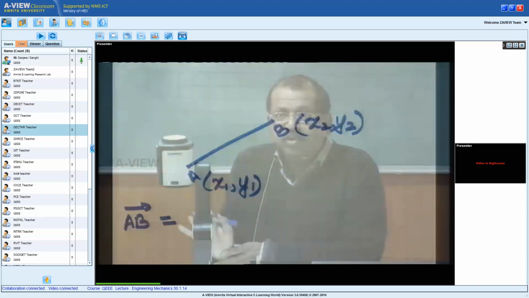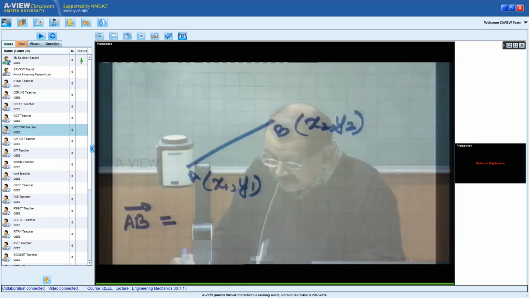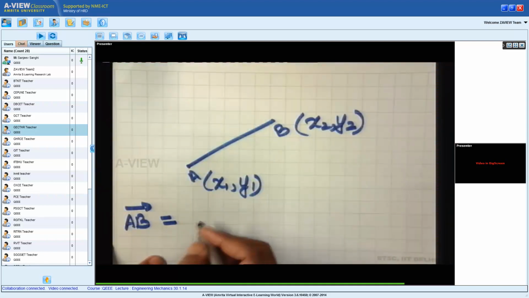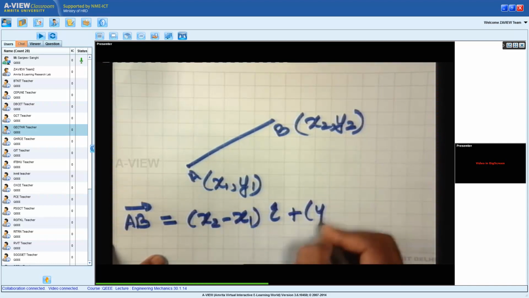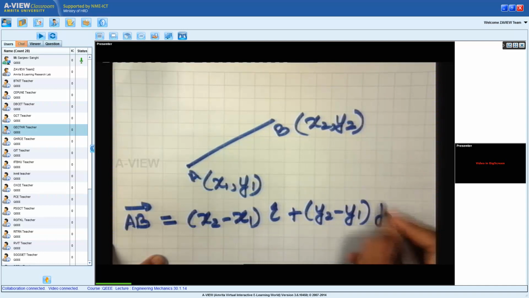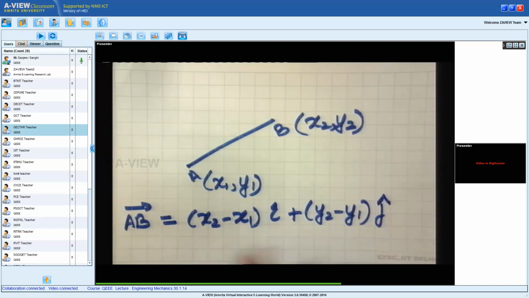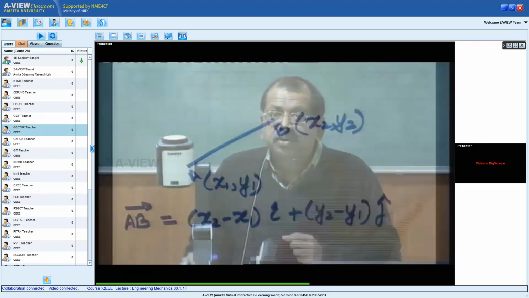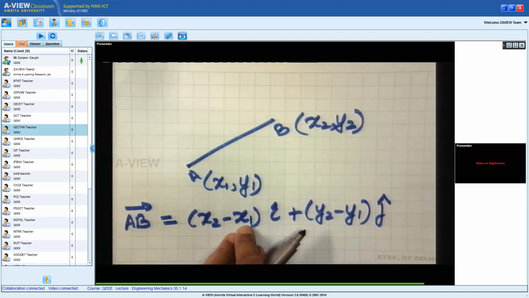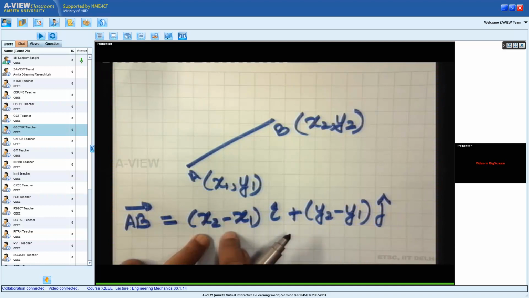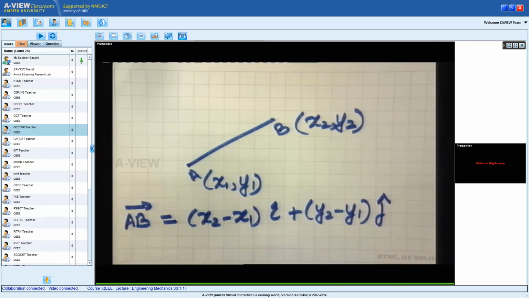We are right now assuming it's only a two-dimensional problem. So the vector AB can be written as (x2 minus x1)i plus (y2 minus y1)j. If any of these x1, y1, x2, y2 is negative, then that sign also has to be included. For example, if x1 is minus 3 and x2 is 4, this first term will become 4 minus minus 3, so totally it will become 7i. So the signs of x1, x2 have also to be accounted for. The minus sign is as it is.